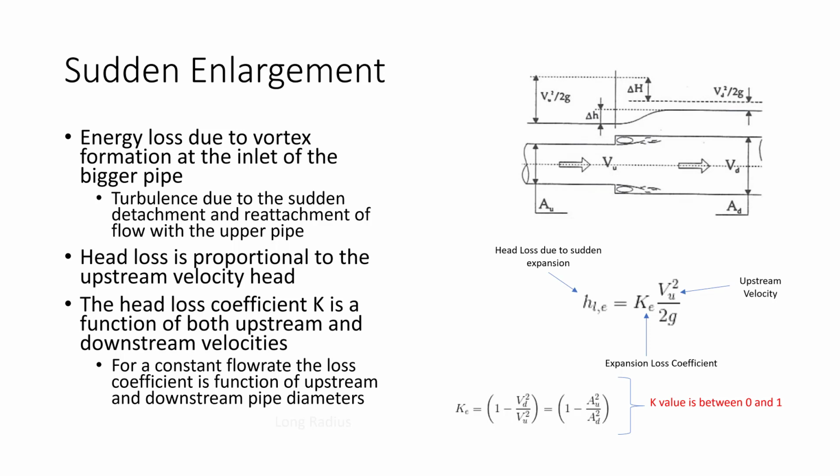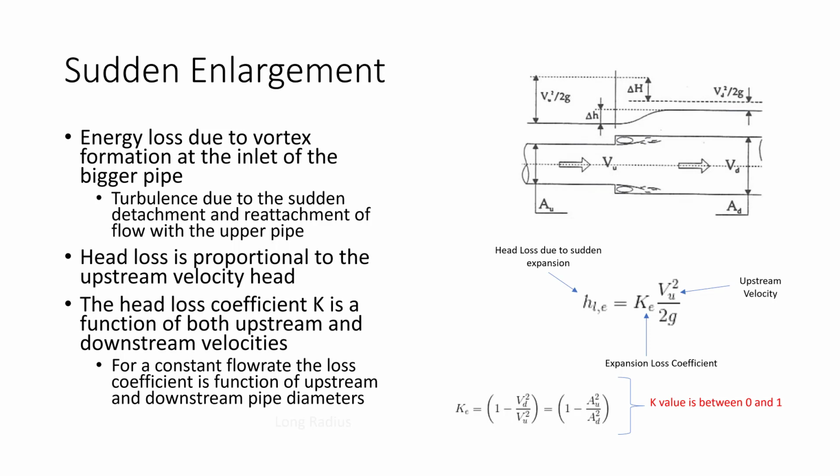And the upstream velocity here is the velocity in the smaller diameter pipe. Again, we also know theoretically that this K value can vary anywhere between 0 to 1, and that the K value is proportional to 1 minus the downstream velocity squared over the upstream velocity squared. So if the pipe diameter did not change, if both the upstream and the downstream had the same diameter pipe, then VD over VU will be equal to 1. So VD squared over VU squared will be equal to 1, and my head loss coefficient will be 0. There is no minor loss in that case.